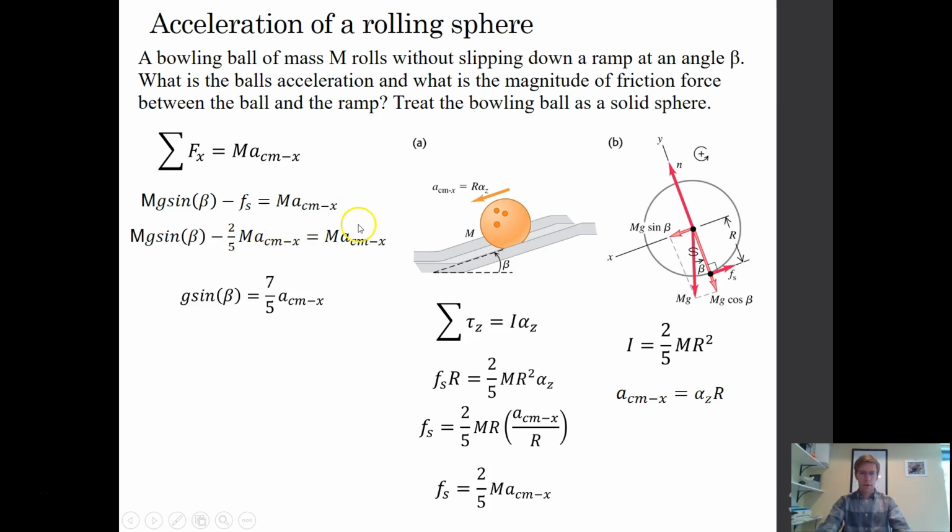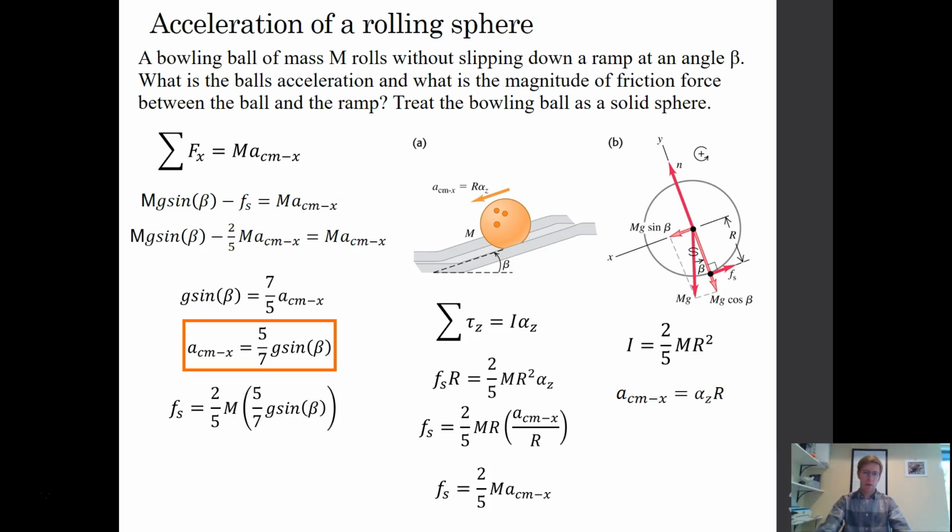Put those together, you get 7/5 a equals g sine beta. The m's all cancel because every term has an m in it. All right. Solving for the acceleration, you find that the acceleration is just 5/7 g times the sine of the angle. Oh, that's neat. Box worthy.